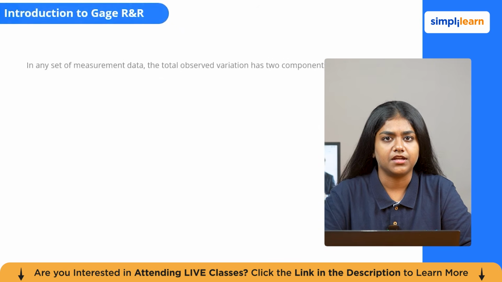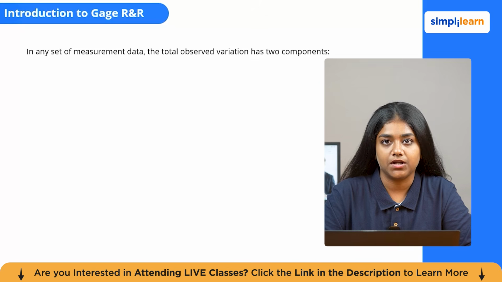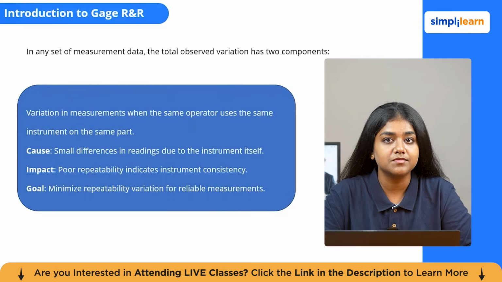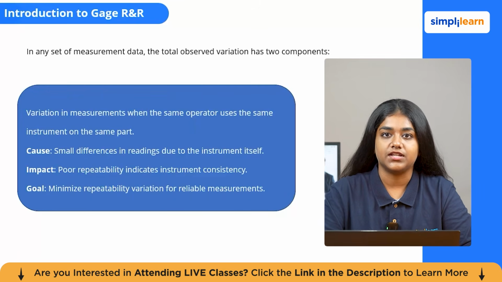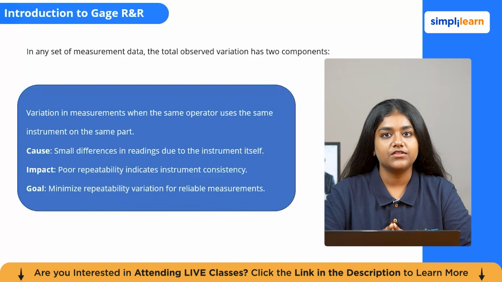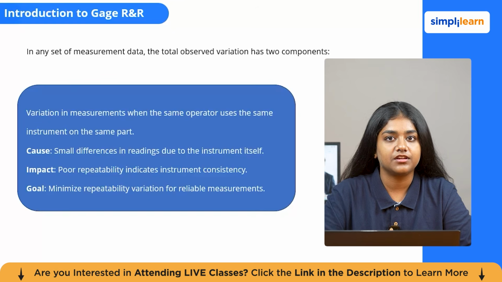So what is repeatability? Repeatability is the variation in measurements that is obtained with one measurement instrument when used several times by one appraiser while measuring the identical characteristic on the same part. In other words, if the same operator measures the same part with the same gauge multiple times, repeatability is the variation in these readings. This is also called equipment variation, that is EV, because it represents the inherent variation of the measurement instrument itself. So even if you hold everything else constant, same part, same operator, same condition, the gauge will give slightly different readings each time. That spread is repeatability.